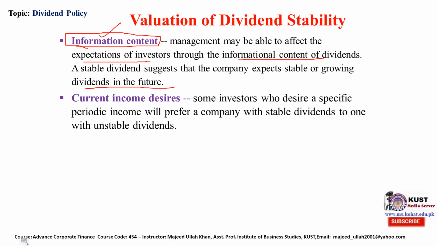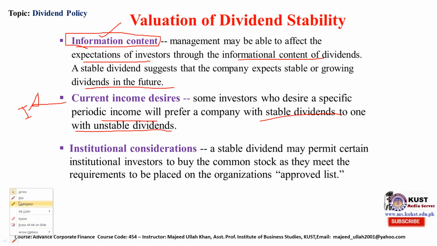Current income desire. There may be some investors who prefer current income rather than a dividend or money a year later or 2 years later. The bird in hand theory again works. There are some investors who desire specific periodic income who will prefer the company with stable dividend to one with unstable dividend. There are institutional investors, let's suppose a pension fund, paying monthly pension to the people, and they need a stable earning like a stable dividend like this.